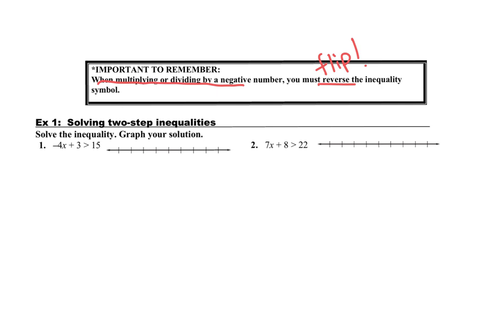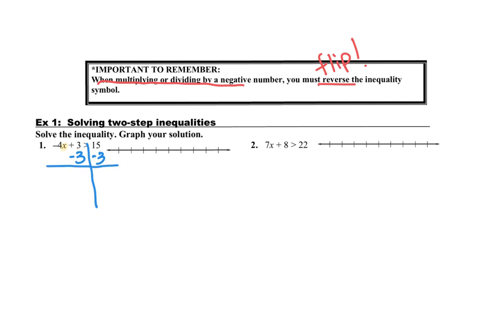So for number 1, we have negative 4x plus 3 is greater than 15. Remember that we solve these just like we do equations, except for when we multiply or divide by a negative, we have to reverse or flip that inequality symbol. So we're isolating the variable. We're trying to get down to our x right here. So we're going to undo the positive 3 by subtracting the 3.